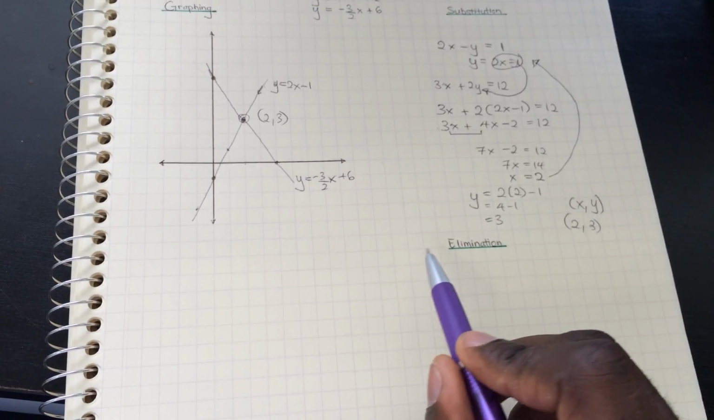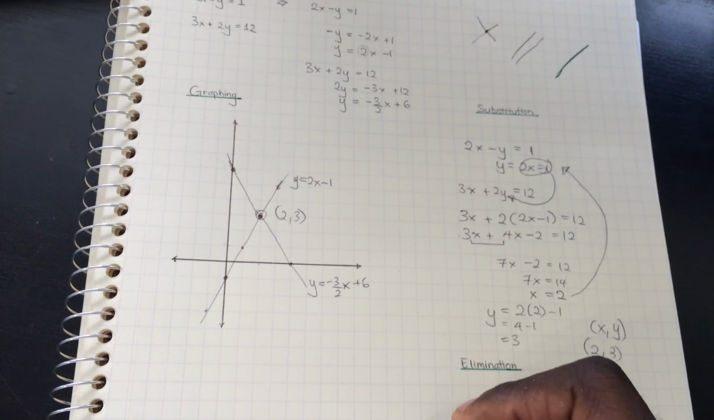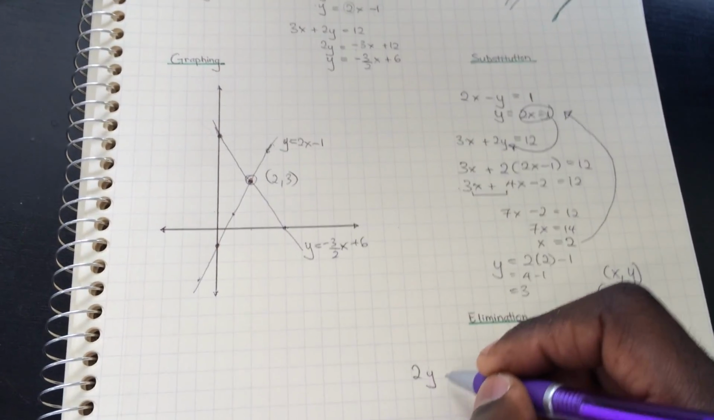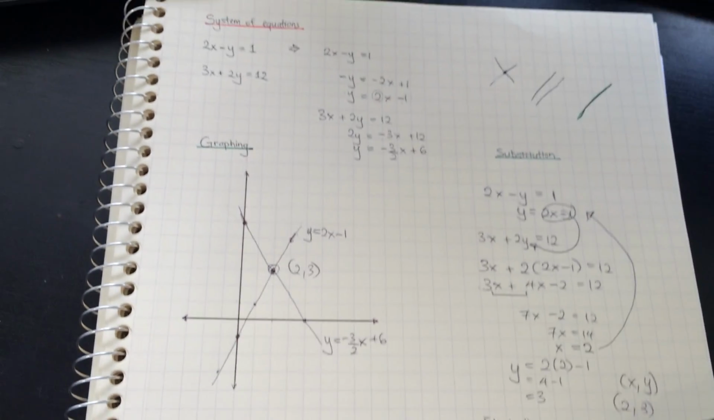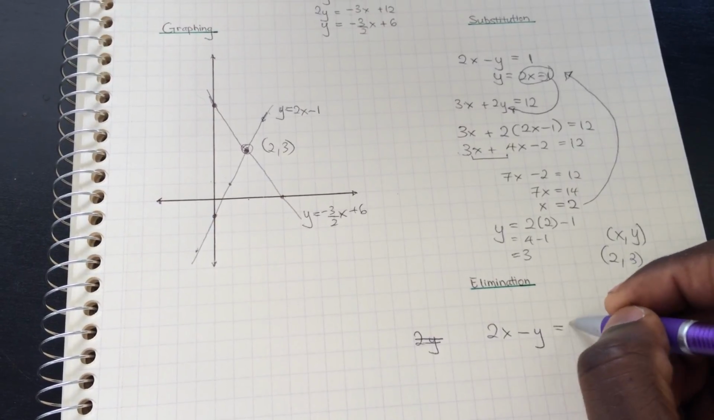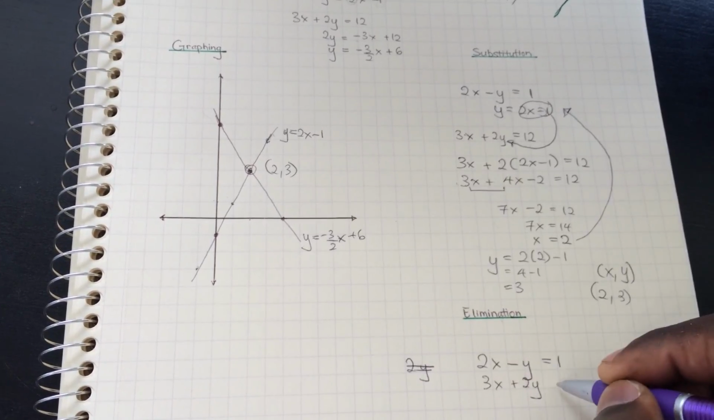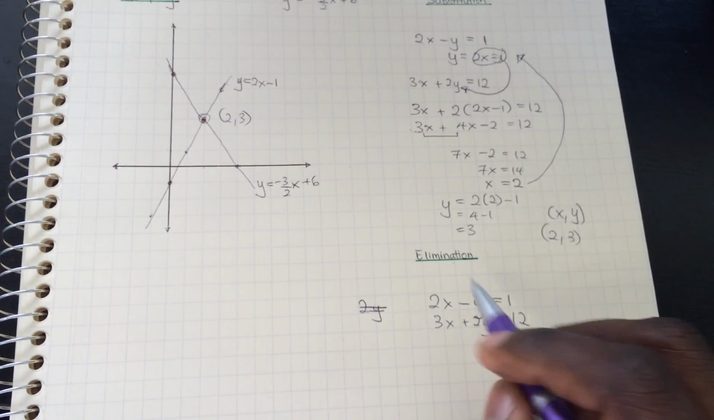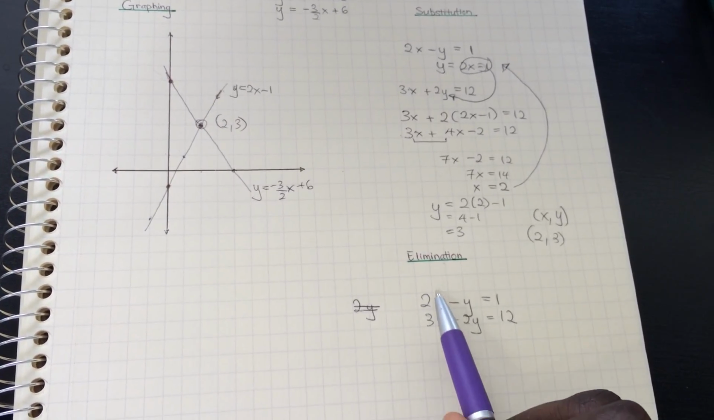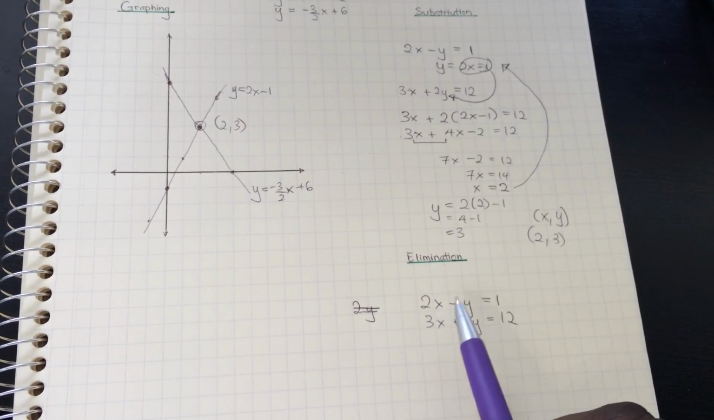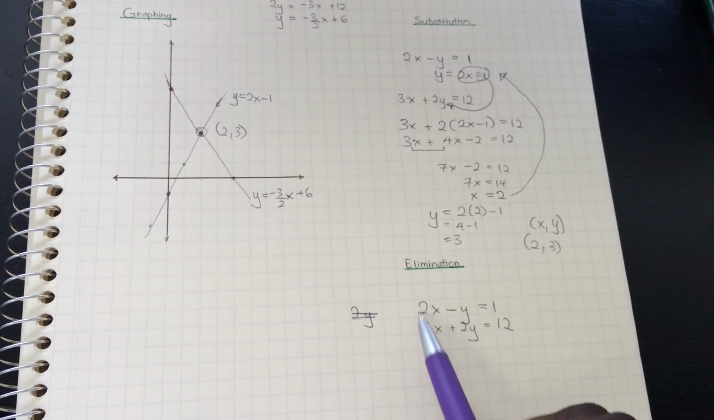Okay, so this is the substitution method, and now let's go on to elimination, which I believe is the fastest. What you do is you write both equations down. Sorry, I wrote that wrongly. So that's 2x minus y is equal to 1, and then we have 3x plus 2y is equal to 12. What I want to do is write them in such a way that I look for the LCM of the numbers, and it depends on the variable I want to eliminate.